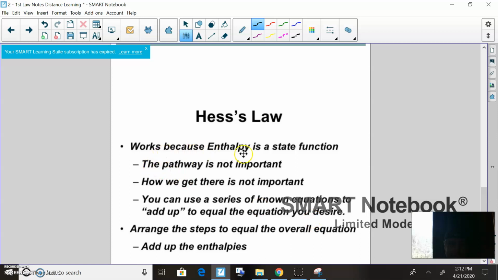it works because enthalpy is a state function. It doesn't matter if we use other equations. All that matters is we get there and add up the enthalpies.